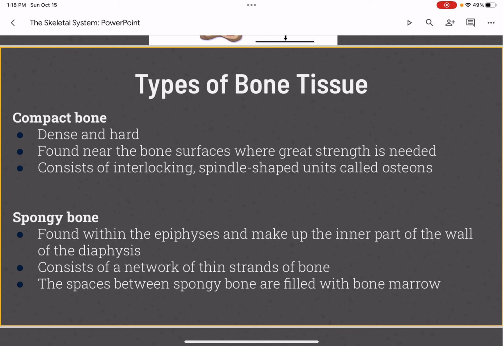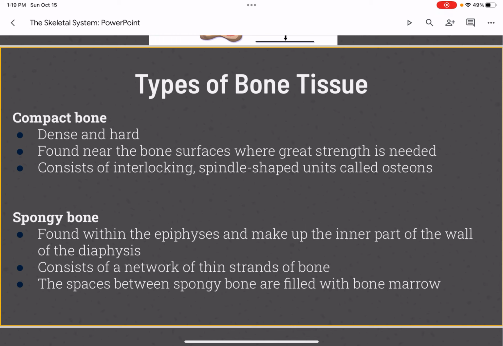The lacunae are arranged in concentric circles around the osteons. Blood vessels that nourish the bone tissue pass through these canals. The osteocytes are connected by thread-like extensions of their cytoplasm. Next is spongy bone, which is found within the epiphysis and make up the inner part of the wall of the diaphysis. It consists of a network of thin strands of bone.